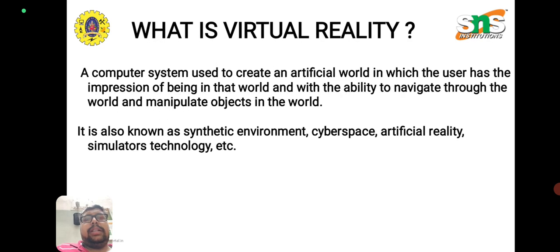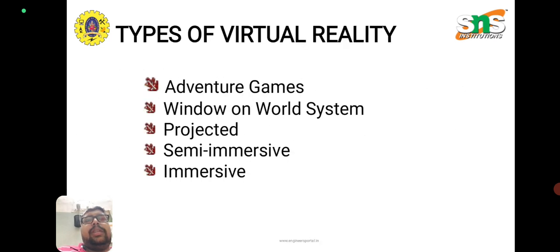Normally, virtual reality is a computer system which is used to create an artificial world in which the user has the impression of being in that world, with the ability to navigate the world and manipulate objects. It is also known as a synthetic environment, cyberspace, and artificial reality or simulation technology. The types of virtuality consist of adventure games, window on world systems, projected, semi-immersive, and immersive systems.